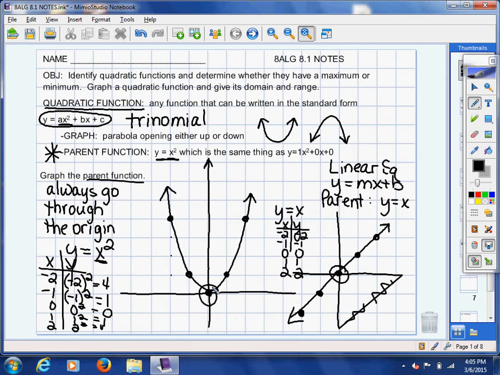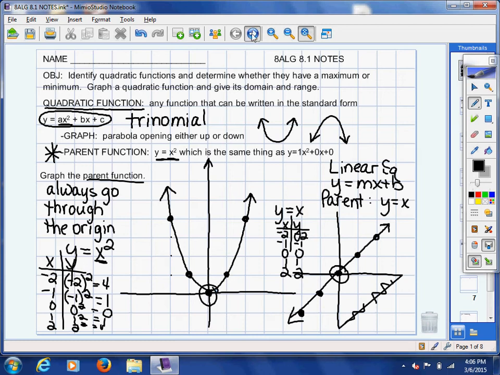We will talk about the parent function later in chapter 8, but I wanted to introduce that concept to you now. Parent functions, all graphs of shapes have a parent function. So whether it's a linear equation, an absolute value equation, or a quadratic equation, you have a parent function for all three, and they all three go through the origin.